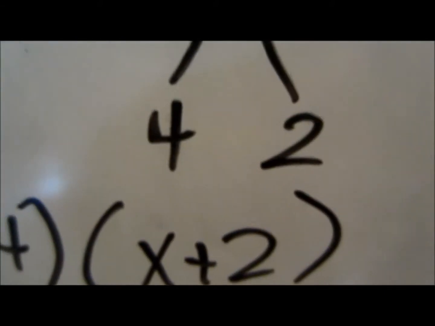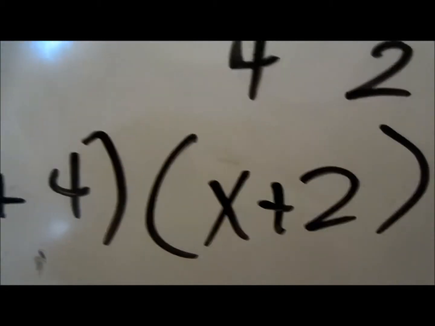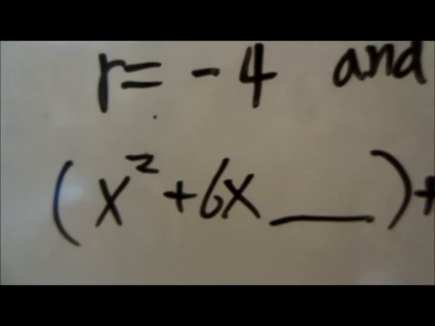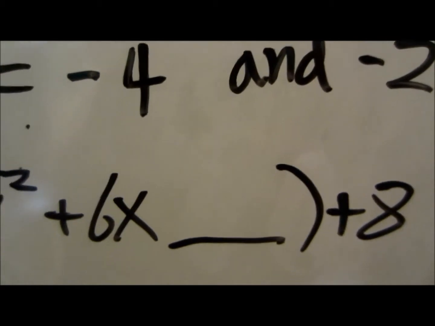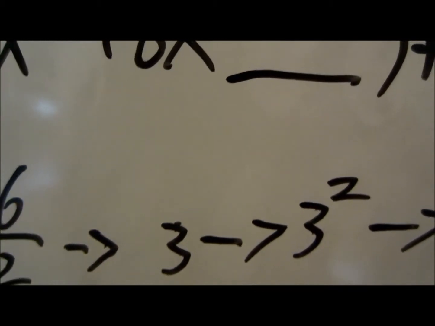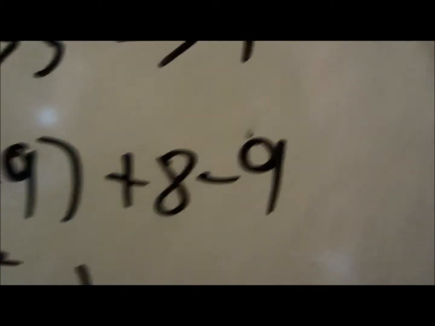This one is easy. We can put this one into factored form easily. So we figure out that the roots are negative 4 and negative 2. Then we have to find the perfect square, which is also very simple. Eventually, we figure out that the vertex is negative 3 and negative 1.